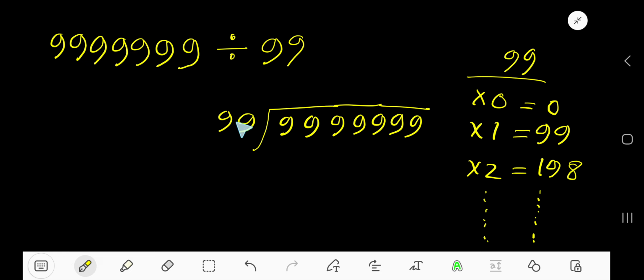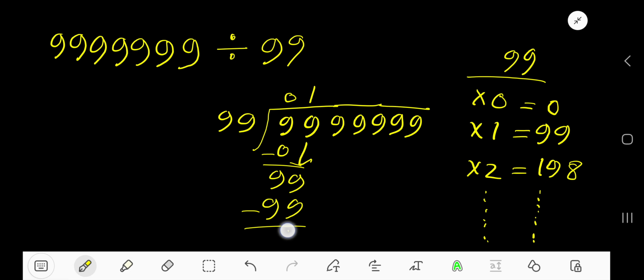99 goes into this 9 how many times? Since it is less than 99, so 0 times. 0 times 99, 0. Subtract 9. Bring down this 9. Now you have 99. 99 goes into 99 how many times? 99 goes into 99 1 time. 1 times 99, 99, subtract 0. Bring down this 9.